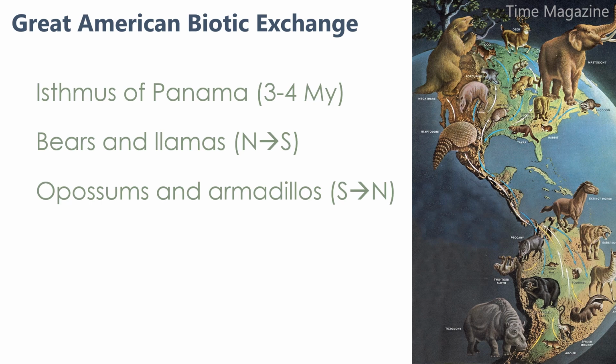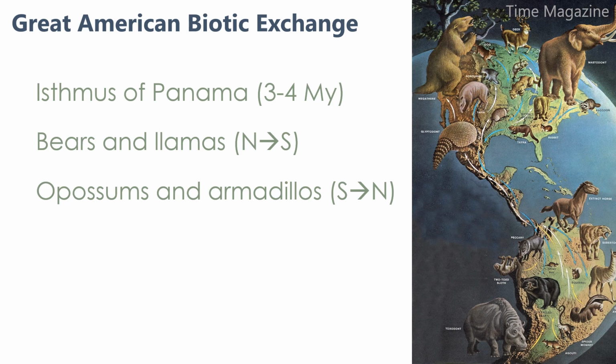This event led to a mass migration of species from North America to South America, like bears and llamas, and from South America to North America, like possums and armadillos. And some of these species are extinct today, like the mastodon. We don't have any more mastodons today, but many of them still occur.